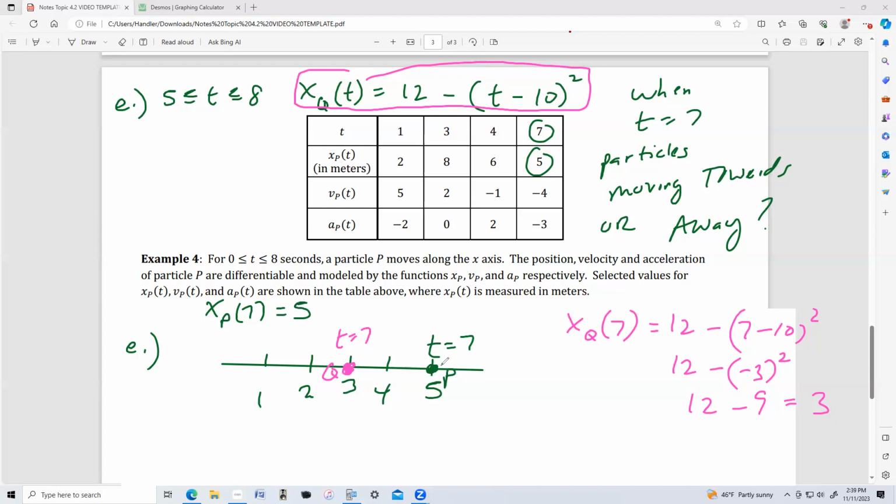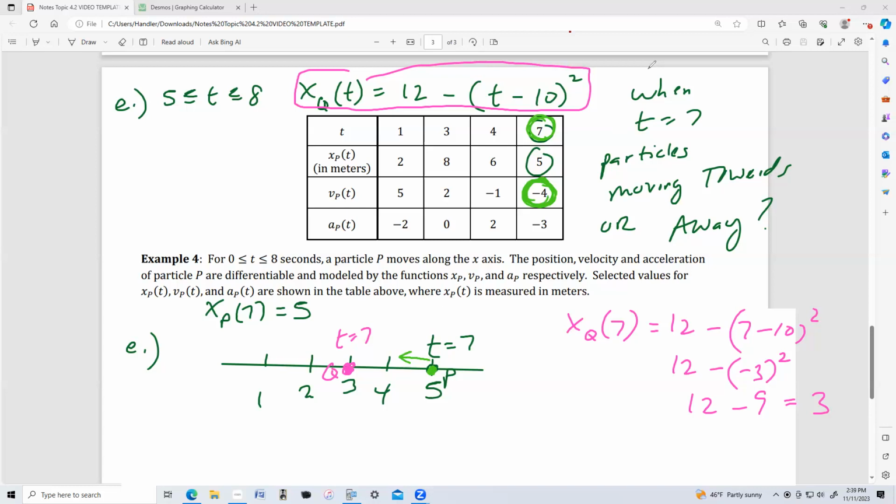Well, at that time, at 7 seconds, are they moving closer to each other or away from each other? Well, to look at that, we'd have to look at the velocity. So for particle P in green, that was given in the table. So the velocity at 7 seconds, the velocity of particle P is -4. And a -4 means that it's moving to the left. So particle P is moving this way to the left. Okay, how do I know that? Is because at 7 seconds, particle P was at 5, and it's moving negative velocity, which is left.